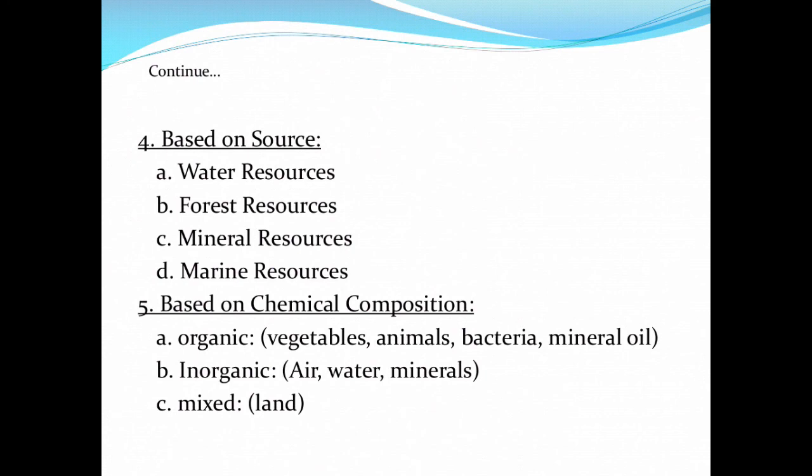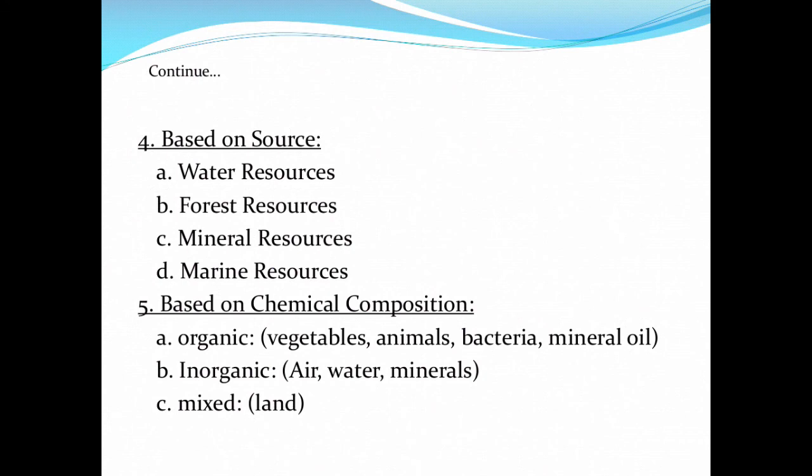Okay, based on chemical composition, we have three types. One is organic, next one is inorganic, and mixed. Organics come under vegetables, animals, bacteria, mineral oil. Whereas inorganic comes under air, water, and minerals. And mixed comes under land.